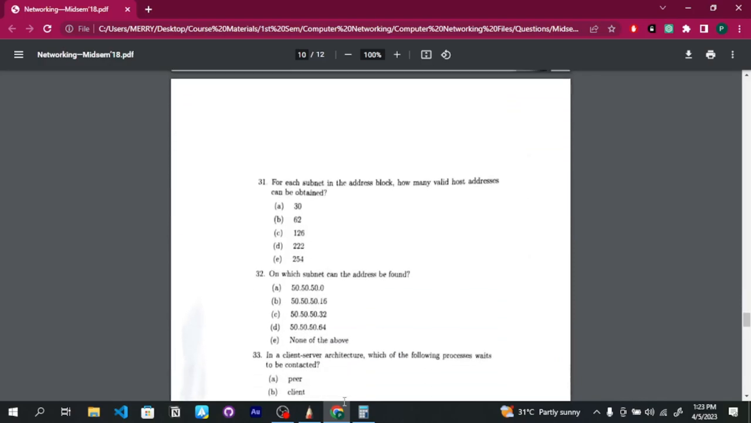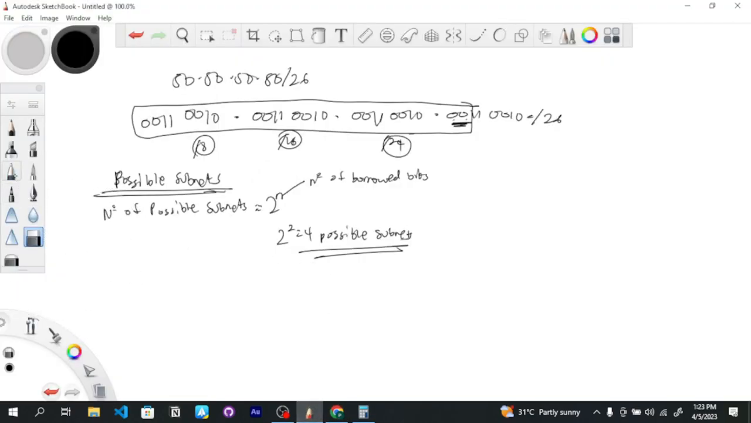And for each subnet in the address block, how many valid hosts can be obtained? This one is another one I didn't talk about. This one too, we'll talk about the number of host bits remaining. So how many were borrowed and how many were remaining? So the number of host bits. We look at it from the realm of deviation from our classes, how many bits have we taken from what is usually standard. And so we took two.